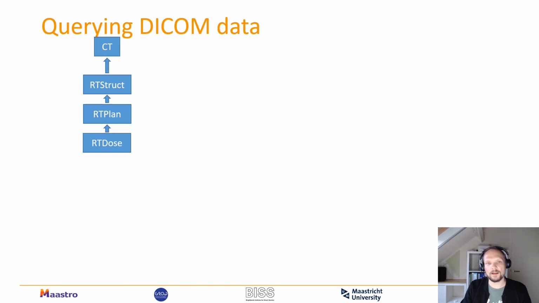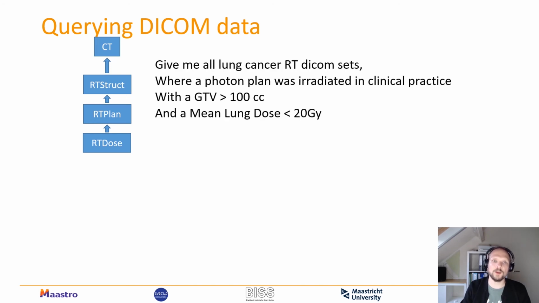If we would then ask a question like, give me all lung cancer radiotherapy DICOM sets where a photon plan was irradiated in clinical practice with a GTV larger, so the tumor volume larger than 100 cc, and the mean lung dose, so the dose to the lungs, is less than 20 gray. What we would need to do is ask all these different files and modalities, so the CT, RT struct, the RT plan, the RT dose, and the EMR, to answer that question.